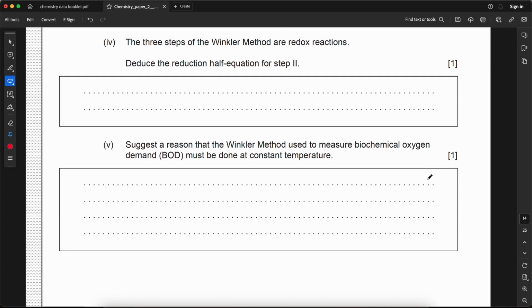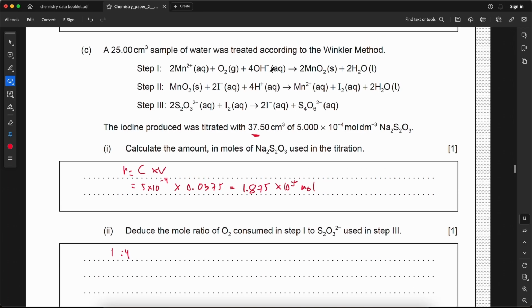The 3 steps of the Winkler method are redox reactions. Deduce the reduction half equation for step 2. MnO2 plus 2 electrons plus 4 H plus produces Mn2 plus plus 2 H2O. Okay, that is the half equation for step 2, as you can see here.